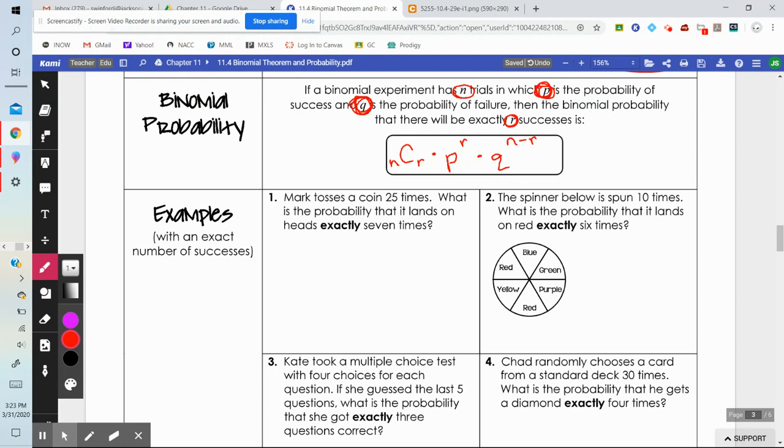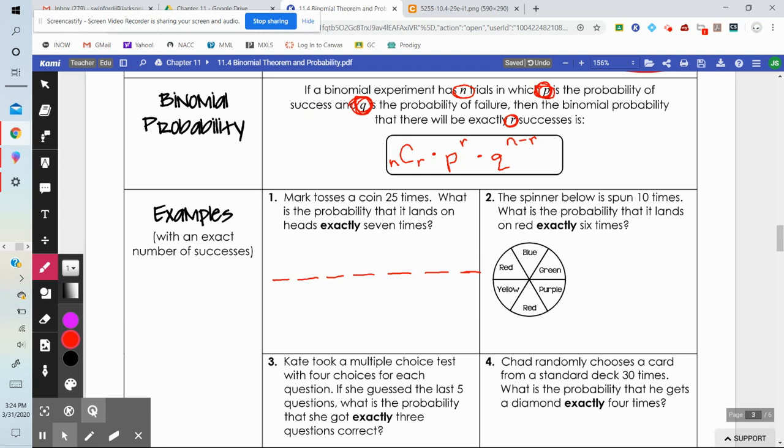So Mark tosses a coin 25 times. Now it'd be a little bit harder because now we'd have to draw out 25 slots. What's the probability that he gets heads exactly 7 times? So again, I want you to think about it as if we had 25 blanks drawn out. We want to know the probability, and I know that's not 25, but just imagine there's 25 of them.